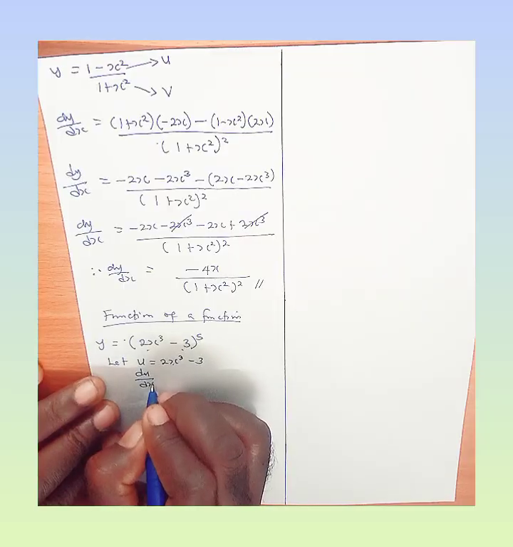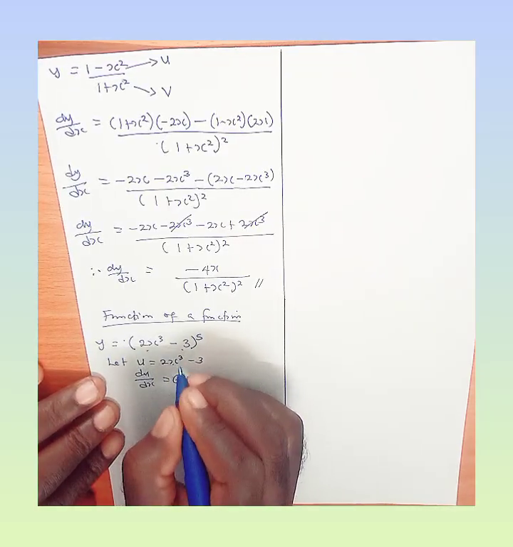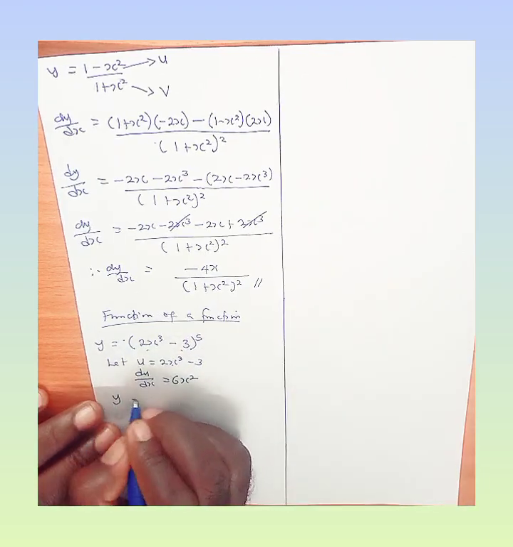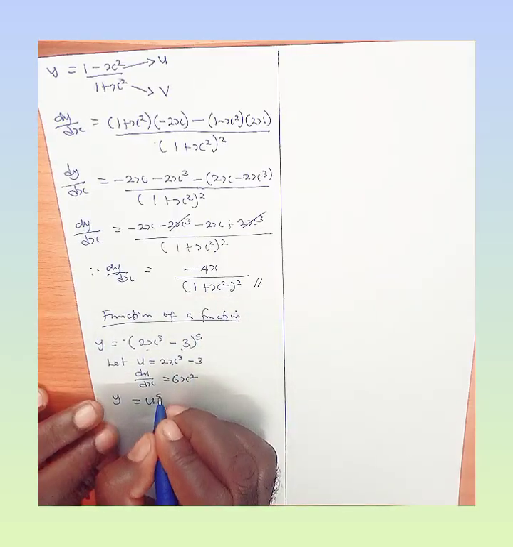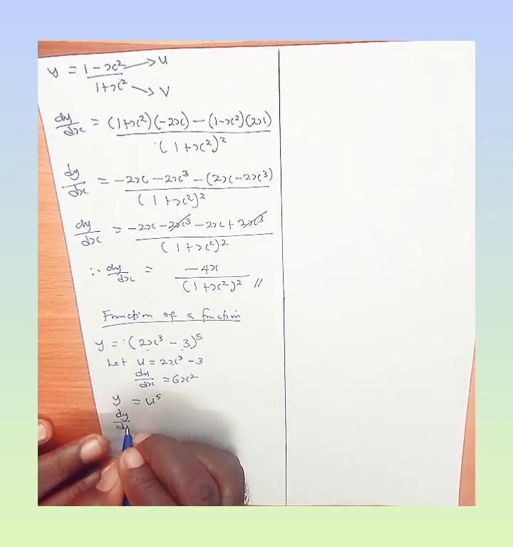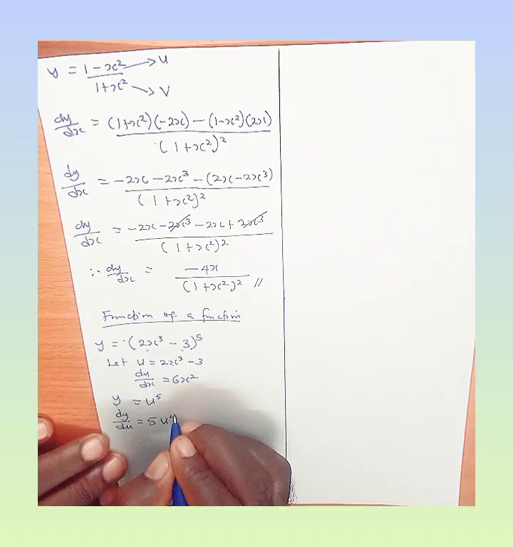We have du/dx equal to 6x^2: you transfer the power 3 here to give 6, and subtract 1 from the power, so it is squared. Differentiating the constant gives 0. Then y is equal to u raised to power 5. Then you differentiate y with respect to u: dy/du is equal to 5u, subtracting 1 from the power, to the power 4.